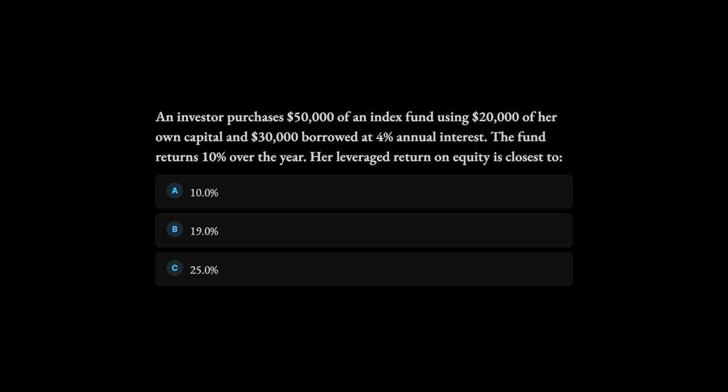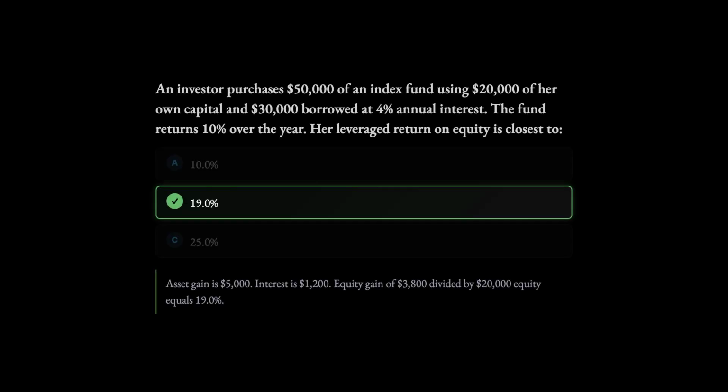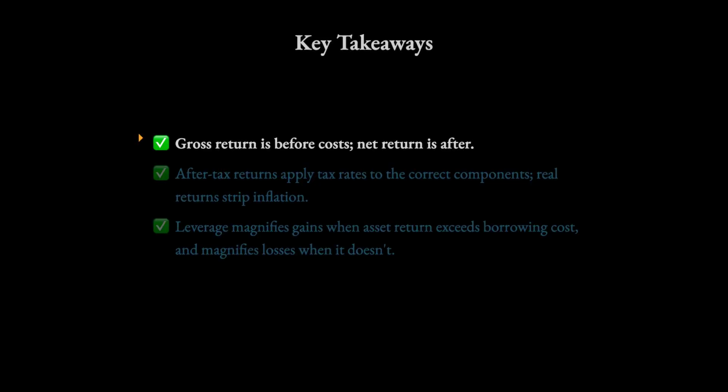Asset gain is 50,000 times 10%, which is 5,000. Interest is 30,000 times 4%, 1,200. Equity gain is 3,800. Divided by 20,000 in equity, that's 19%. The answer is B.